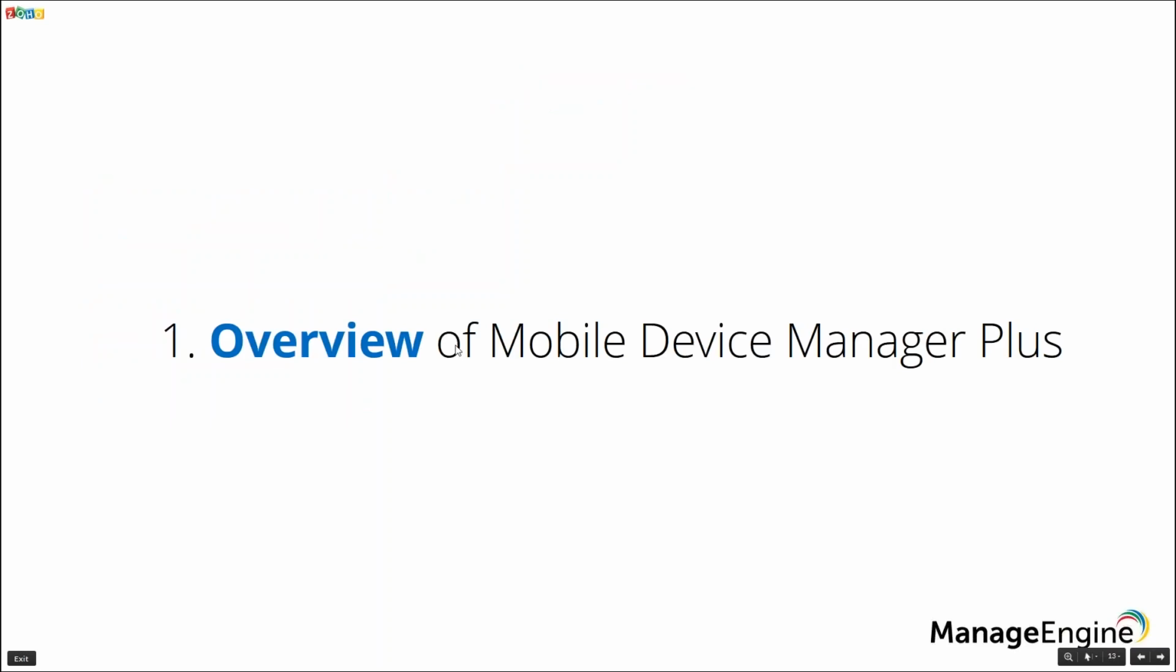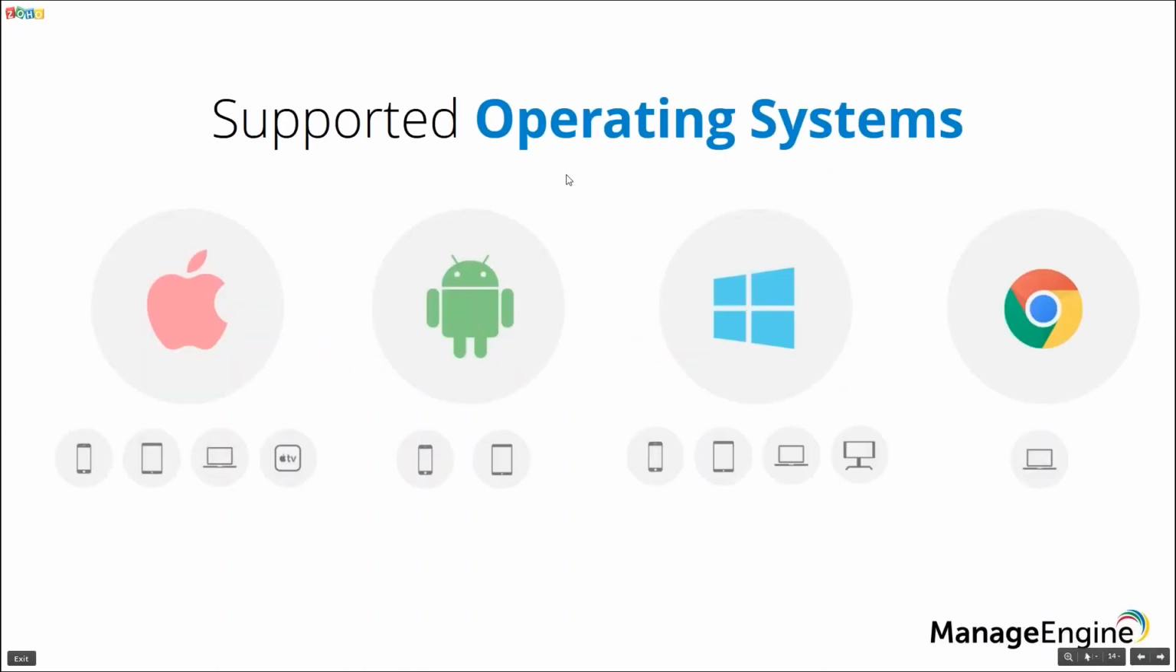Well, let's see the overview of the mobile device management solution. These are the supported operating systems under ManageEngine mobile device management solution: iOS, Android, Windows, and Chromebooks. In iOS, you'll be able to manage iPhones, iPads, MacBooks, and even Apple TV. In the case of Android devices, you'll be able to manage mobile phones and also tablets. For Windows, it's Windows mobile devices, Windows tablets, and Windows laptops. Along with it, you'll also be able to manage Surface Hub. And Chromebooks can also be managed in the ManageEngine mobile device solution.